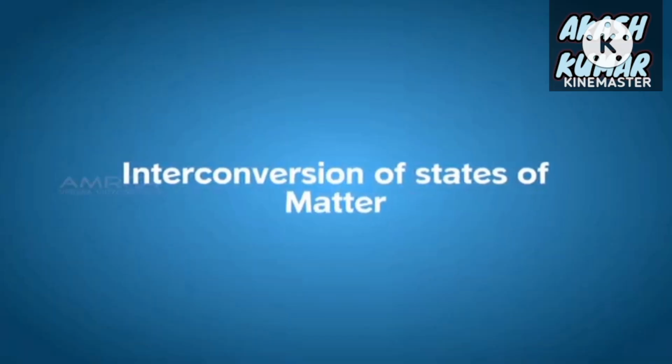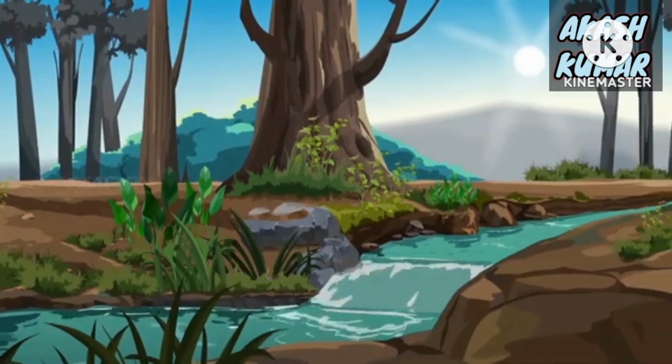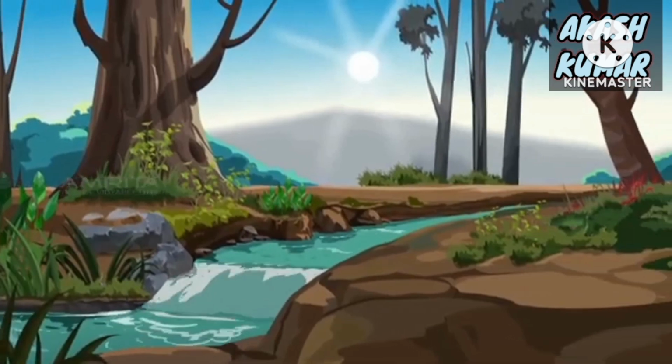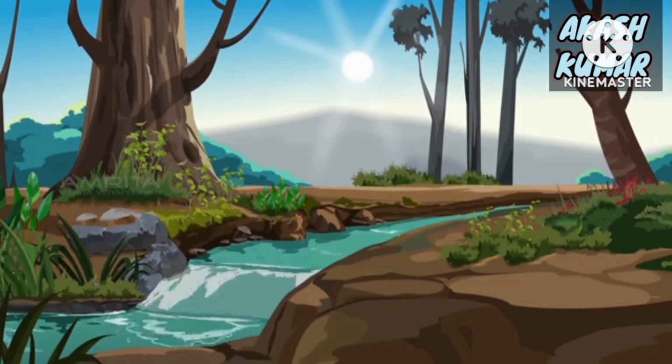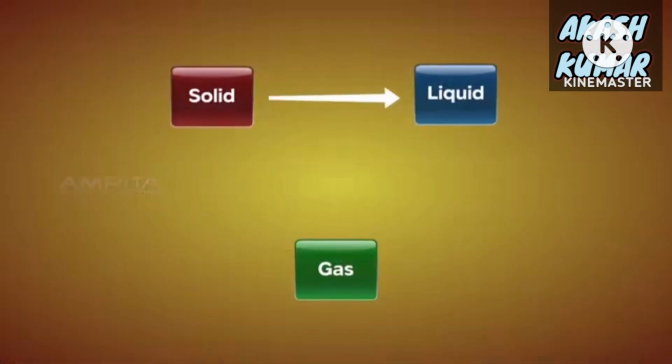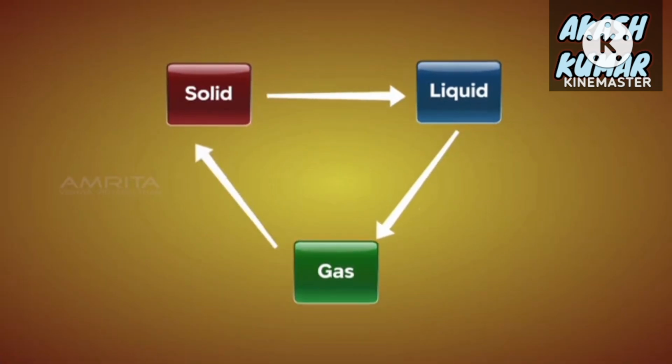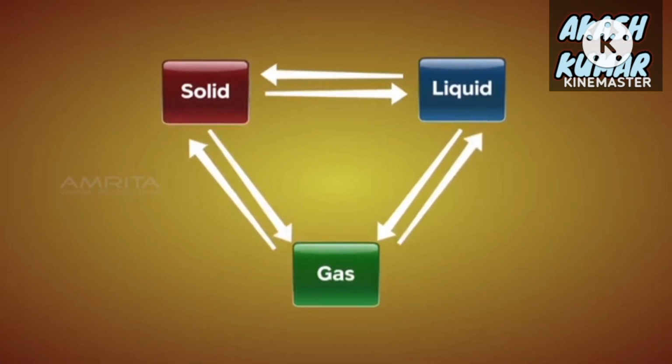Version of states of matter. Matter around us exists in the solid, liquid, and gaseous state. The state of matter changes from solid to liquid, liquid to gas, or a combination of these.